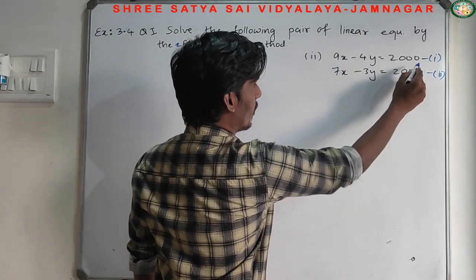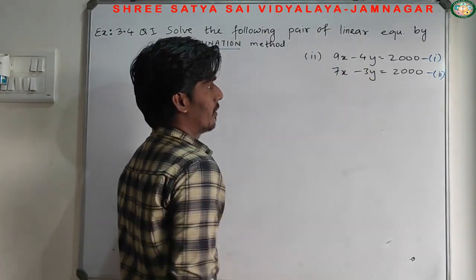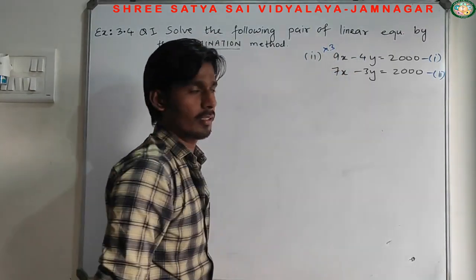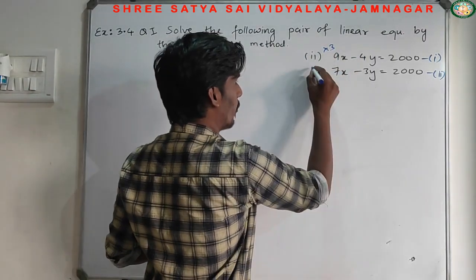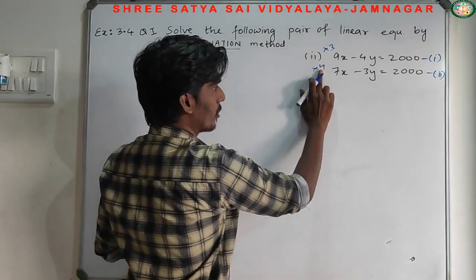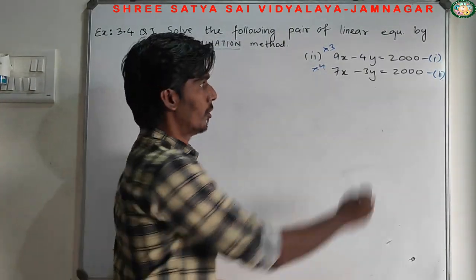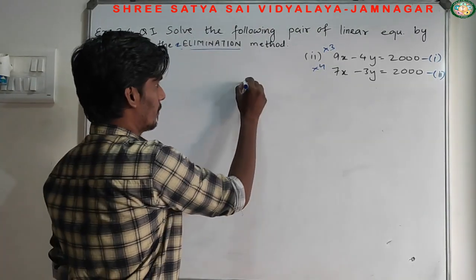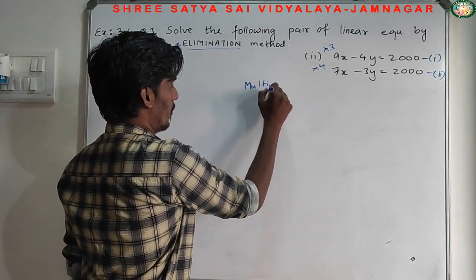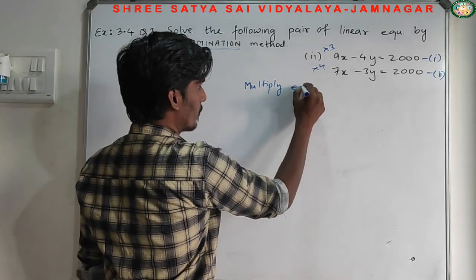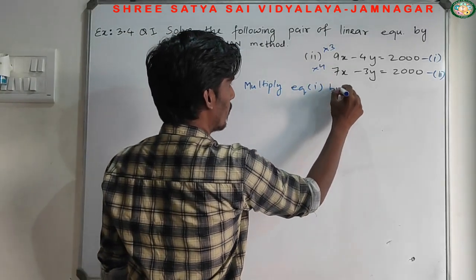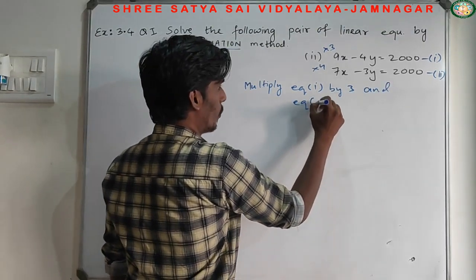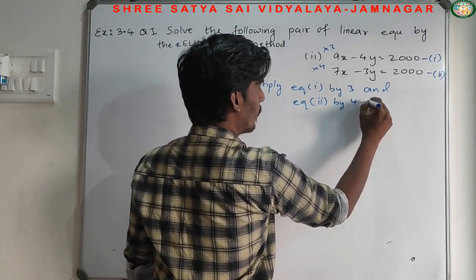I am going to multiply this first equation by 3. If I multiply this first equation by 3, 3 4s are 12, and the second equation I'm going to multiply by 4 because 4 into 3 is 12. So both y terms become 12. So let's write down the statement. Multiply equation 1 by 3 and equation 2 by 4.